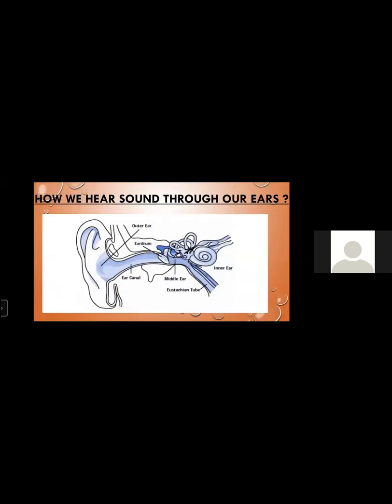How we hear sound through our ear. Sound enters the ear through the ear canal. It makes the eardrum vibrate. The eardrum sends the vibration to the inner ear. From there, the signal goes to the brain and then we hear the sound.